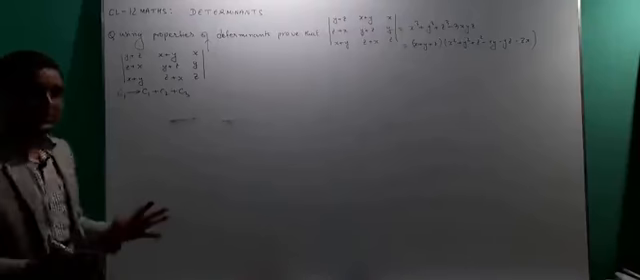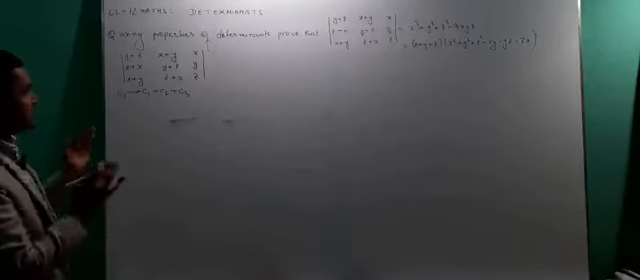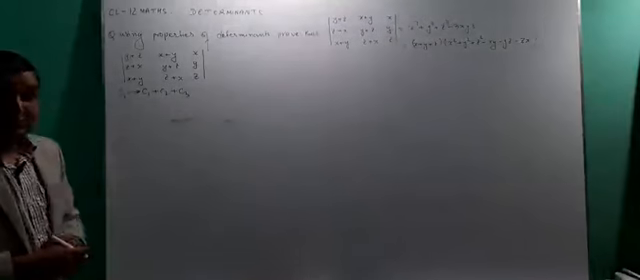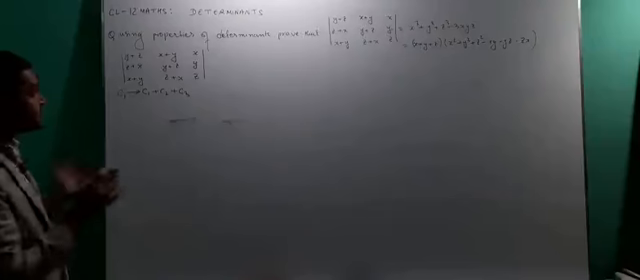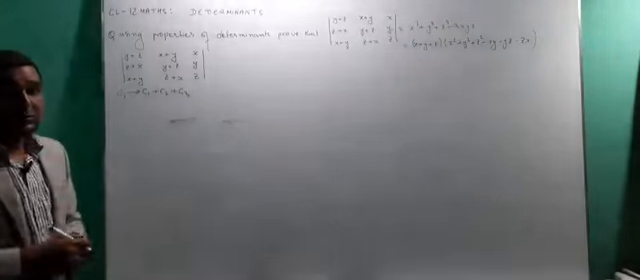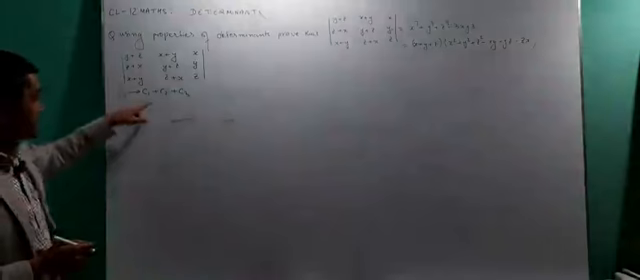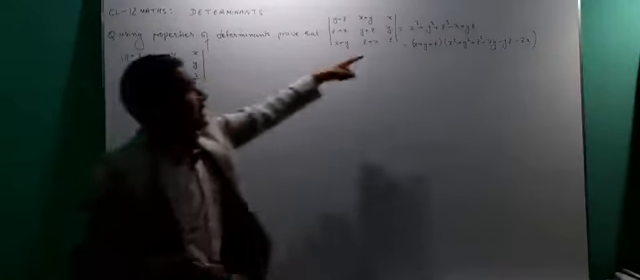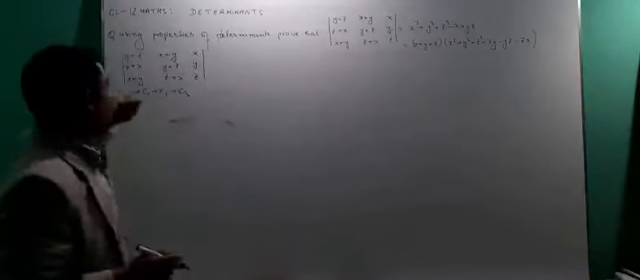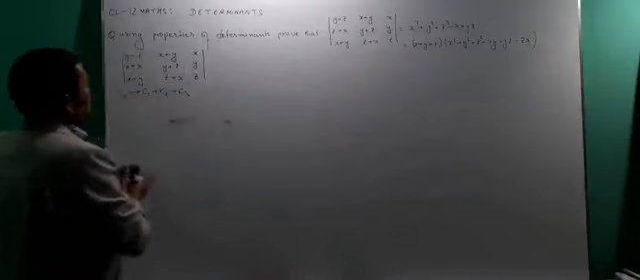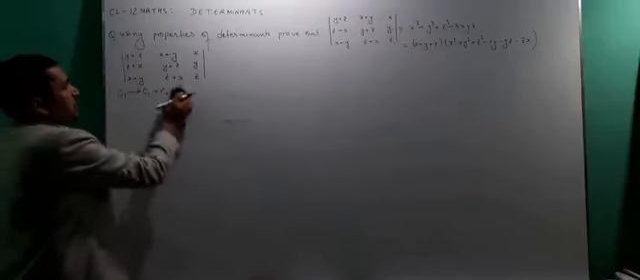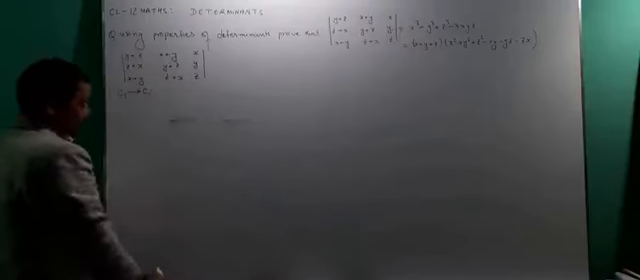First observe the question and try to utilize column 1 changes to column 1 plus column 2 plus column 3, or R1 changes to R1 plus R2 plus R3. But I made a mistake, this is not correct. If we add all three, we are not going to get x plus y plus z. To get this x plus y plus z, we need to add only C1 plus C3. Only C1 plus C3.